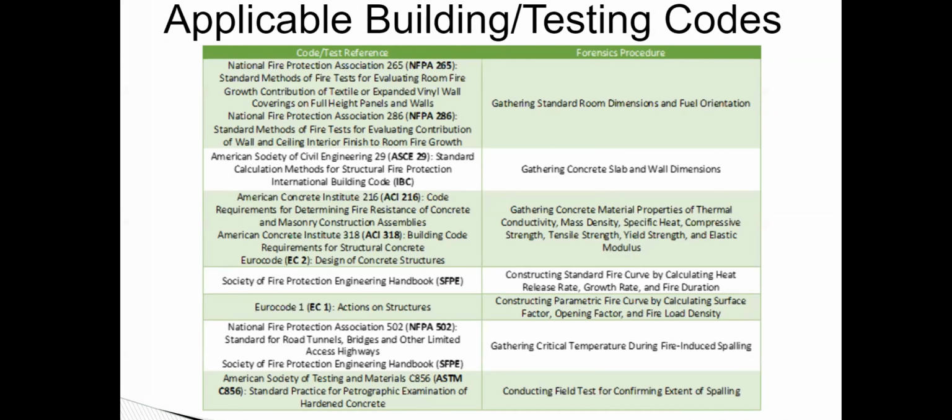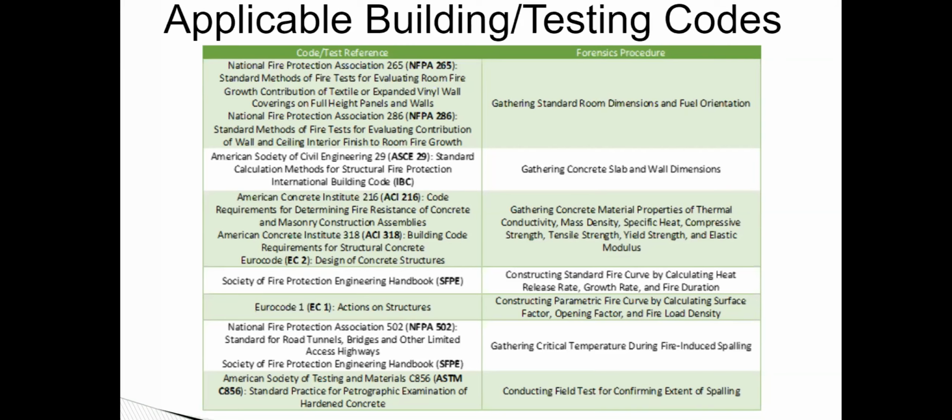First, there are a lot of applicable codes that you may use. I know we use 921 as guidance for forensics, but I was doing a literature review of different NFPA as well as other codes. This is just to build somewhat of a procedure of how you would analyze spalling. But as I said, it's a very complicated topic and involves a lot of factors.